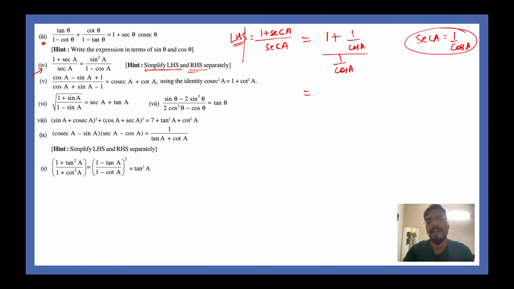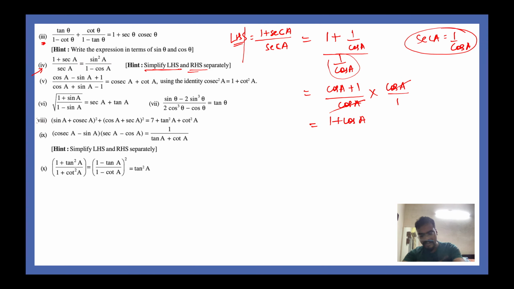Now taking LCM in the numerator, you get (cos A plus 1) divided by cos A. And dividing by 1 upon cos A can be written as multiplying by cos A upon 1. So cos A cancels out, and you are left with 1 plus cos A. Am I right or wrong, guys? Absolutely.